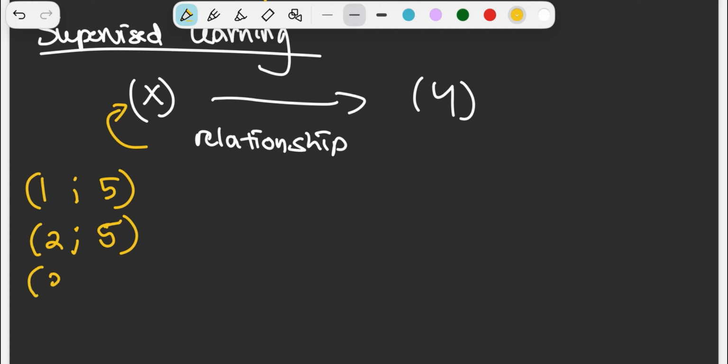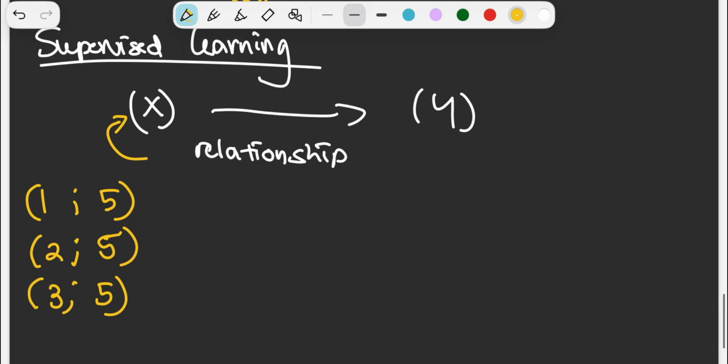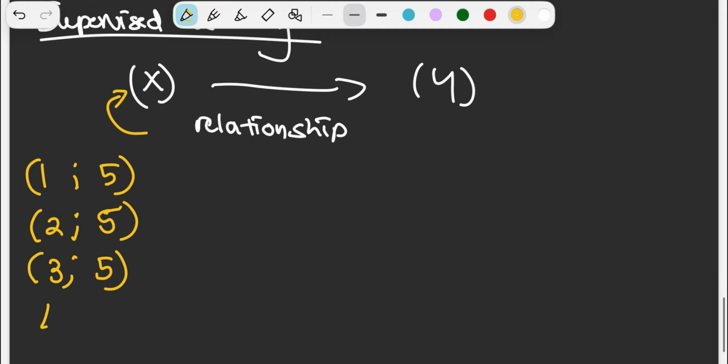X is the input, it can be 3. Y is the output, it can be 5. So you can realize that the relationship is weight. As values of x are increasing, y is remaining constant. I can sort of create a relationship, right? And basically learn a pattern such that if you give me x equals to 4, as a human being, I'm thinking, y must be 5 or not, right?